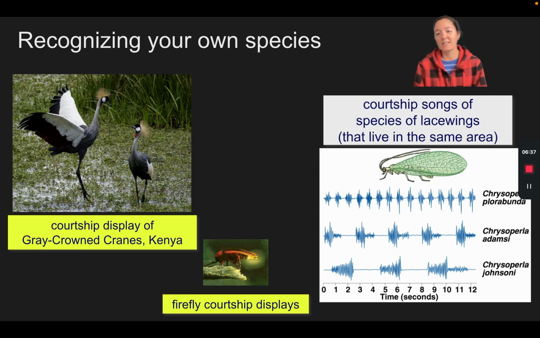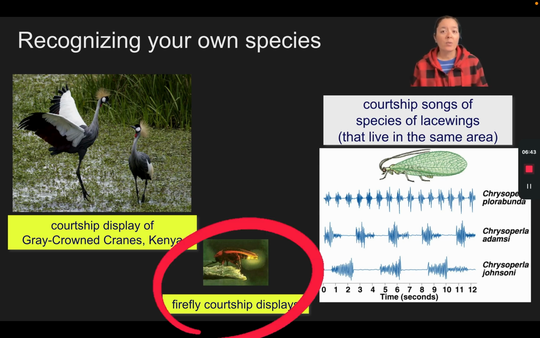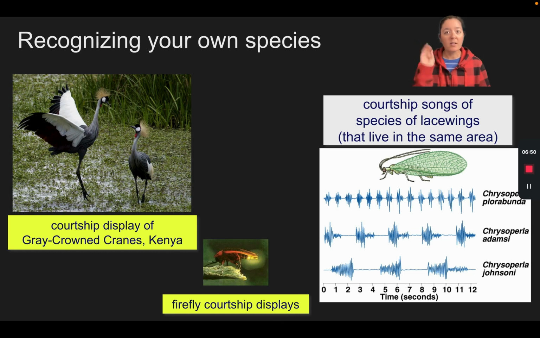Another example besides a dance is songs and sounds. Fireflies, the way that they blink their butts is indicative of different species of fireflies. If I'm a fast butt blinker, I only want to mate with fast butt blinkers. If I'm a slow butt blinker, I want to mate with the slow butt blinkers. And that difference in speed differentiates who I'm going to mate with, because I want to mate with the ones with the right butt blinks.